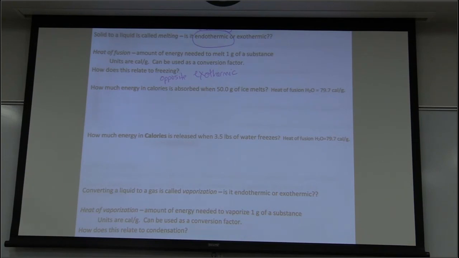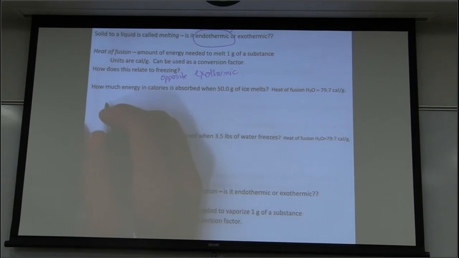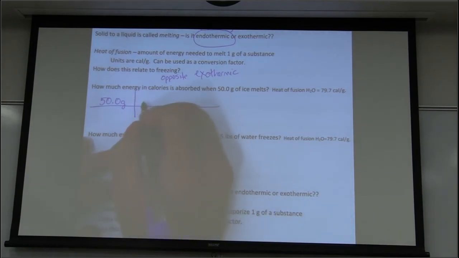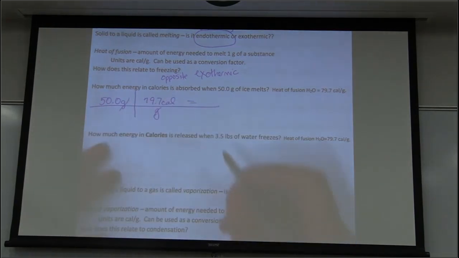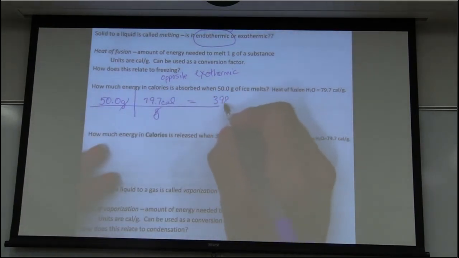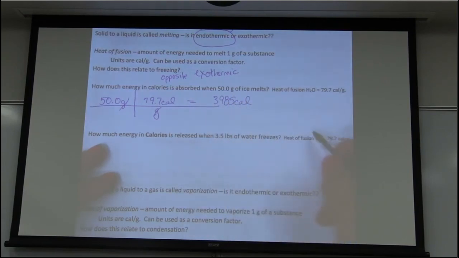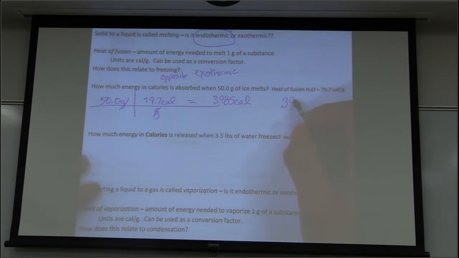First one should be pretty simple. So tell me what you have for the first one. What's your given? 50 grams. Then what did you put on top? 0.7 calories per gram. Grams cancel. There's your calories. Do you get 3985? And how many significant digits should you have in your final answer? So what's the final answer? 3990.